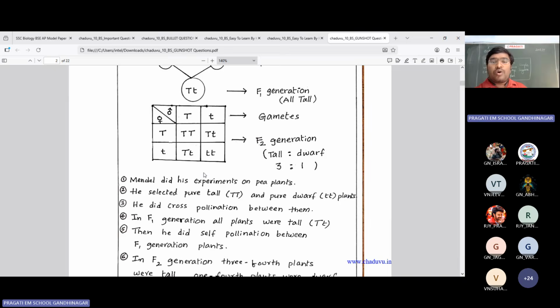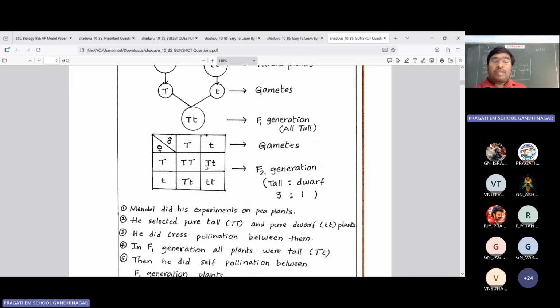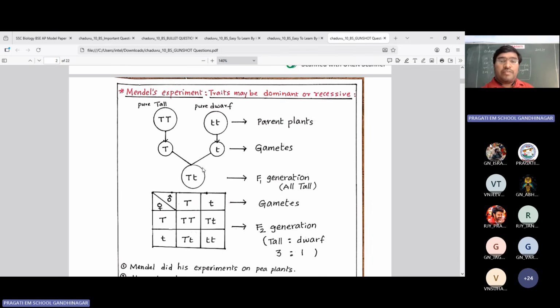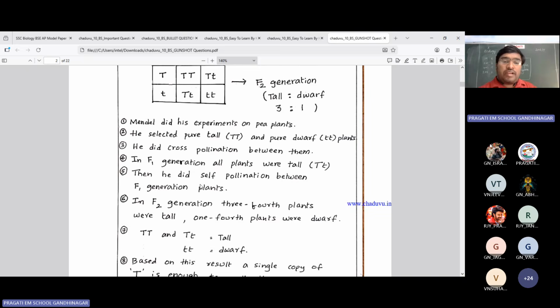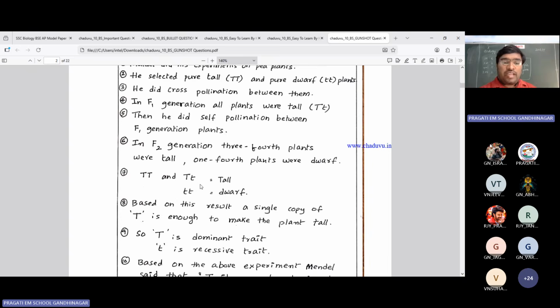Okay children, so you have to clearly mention the resultant traits in a checkerboard very easily. This representation is very, very important. This type of representation you will get for 8 marks, children. First, you should write this flow chart, this checkerboard. Okay, next. Based on that, you should write the explanation like this.